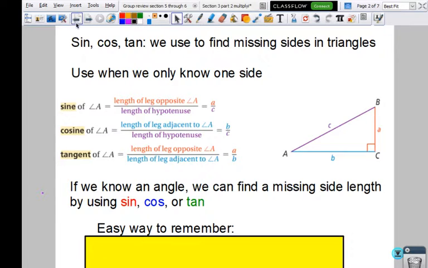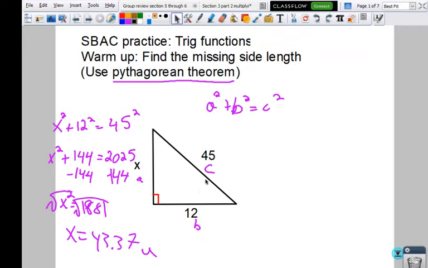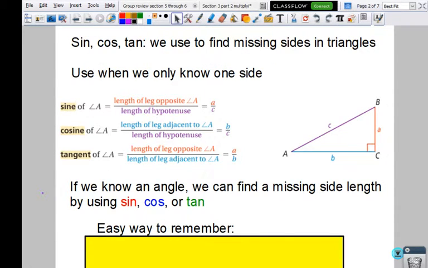On our warm-up, I needed two sides, right? On the Pythagorean theorem, you need two. But with sine, cosine, and tangent, all I need is one. People smarter than me have figured out ratios in triangles. The sine of an angle is the same thing as opposite over hypotenuse. Cosine is adjacent over hypotenuse, and tangent is opposite over adjacent.